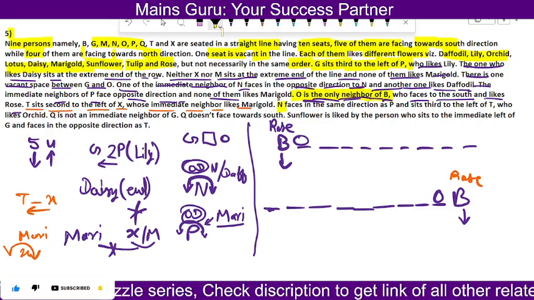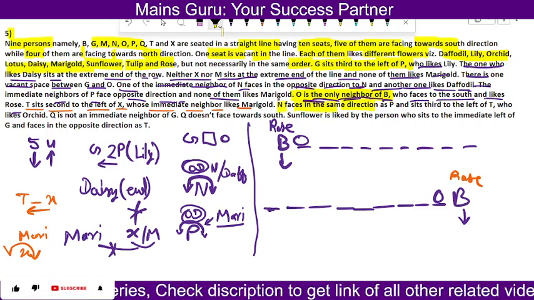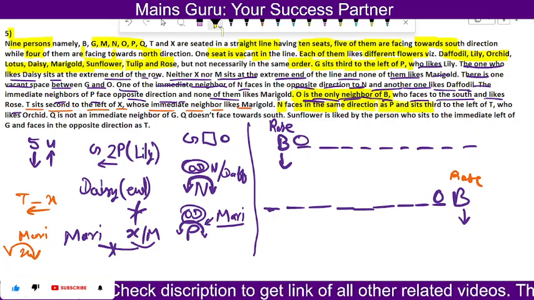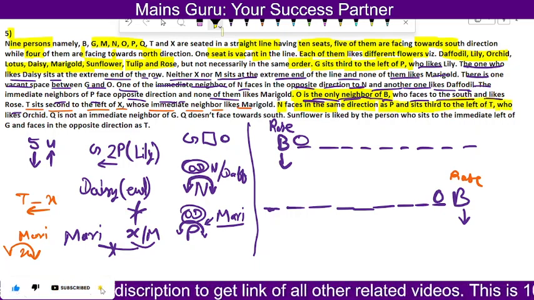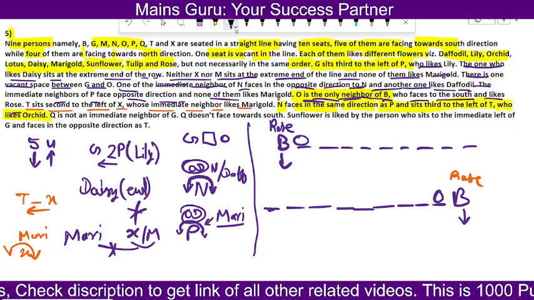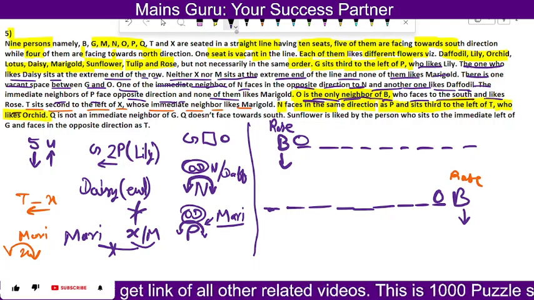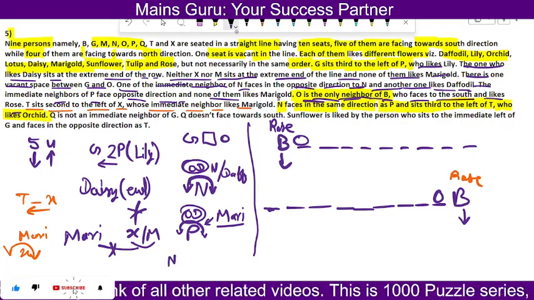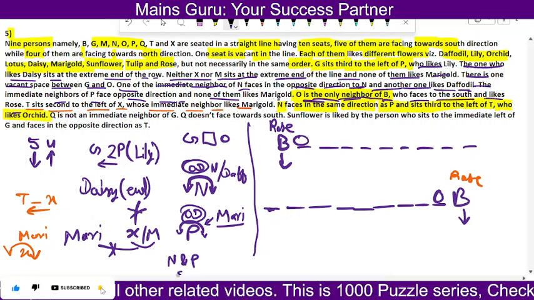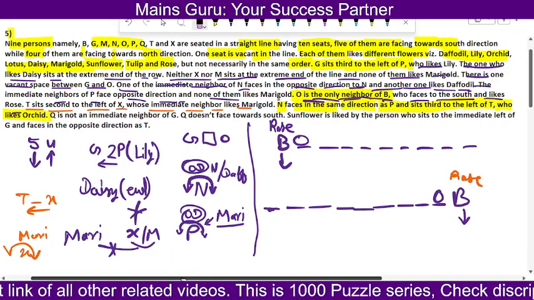Next condition, what is given here? And faces the same direction as P and sits third to the left of T who likes orchid. So one by one we will write all the conditions. And faces the same direction as P. So N and P are in the same direction. Wait a minute, let me zoom out.